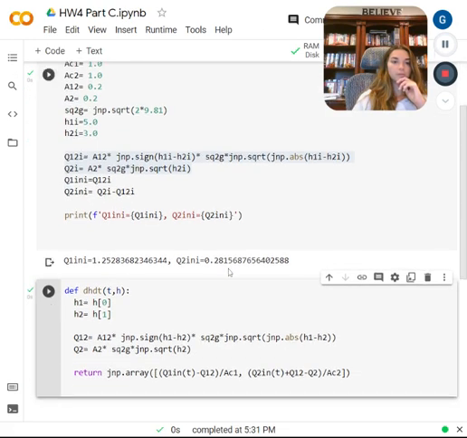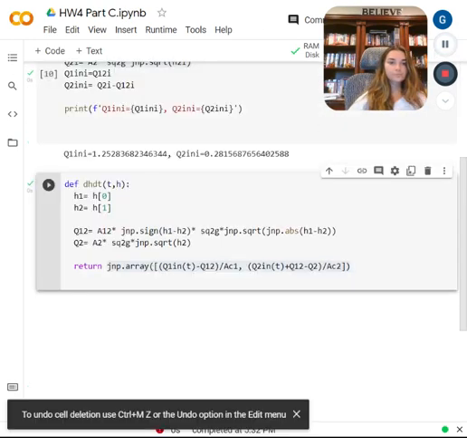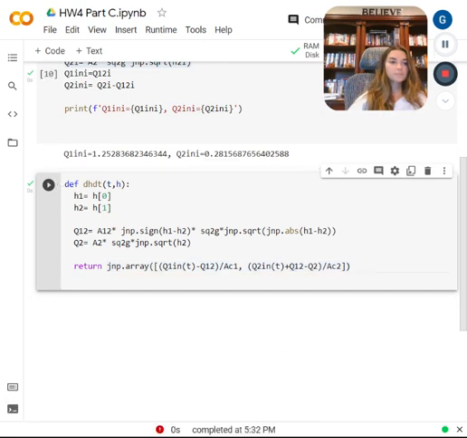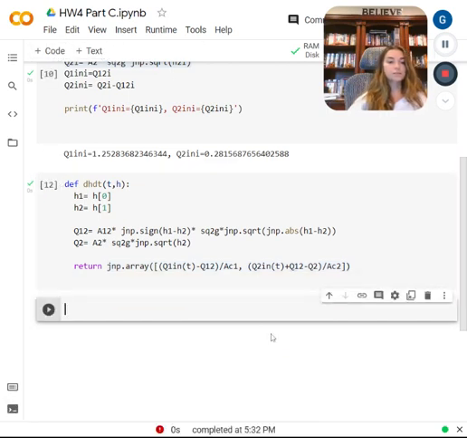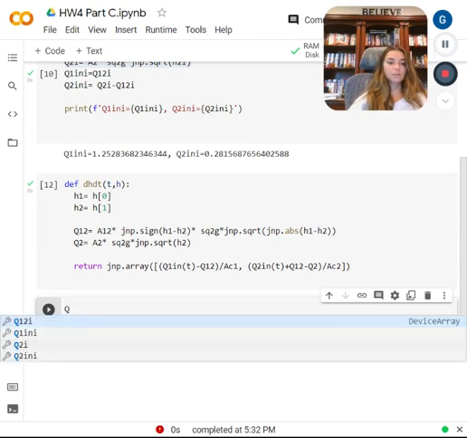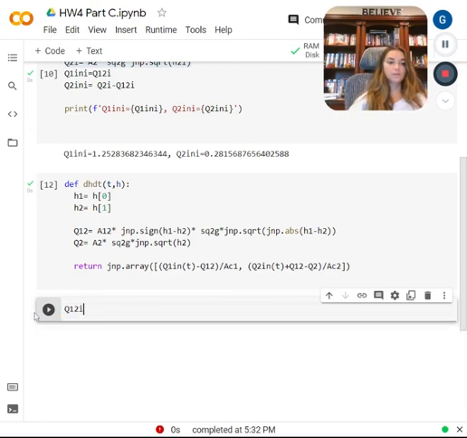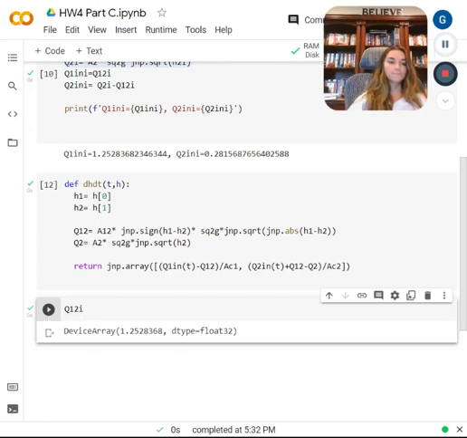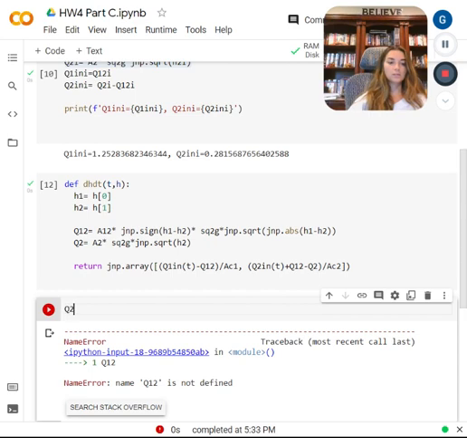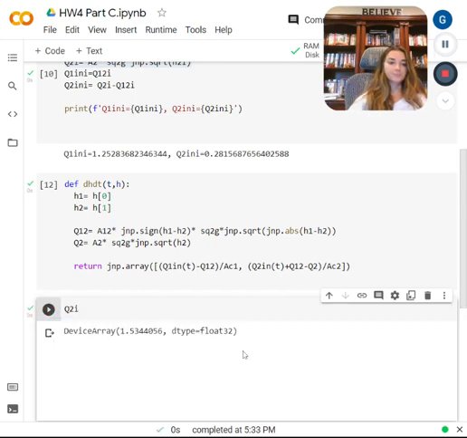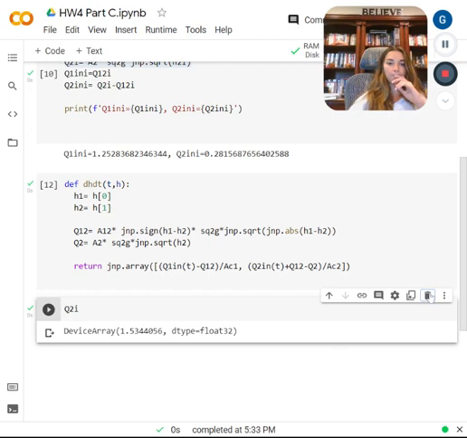Okay, so let's check it real quick. Let's check that our functions and our expressions are working. So Q2, initial flow rate for tank 1. Looks good. And then the initial flow rate for tank 2. Yeah, 2I. Looks good. Okay.